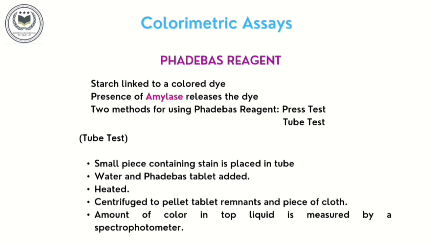A small piece containing the stain is placed in the test tube, and water and AFRS tablets are added to the test tube. Then we heat for a few seconds and centrifuge to pellet the tablet remnants and piece of cloth. The amount of color in the top of the liquid is measured by the spectrometer.